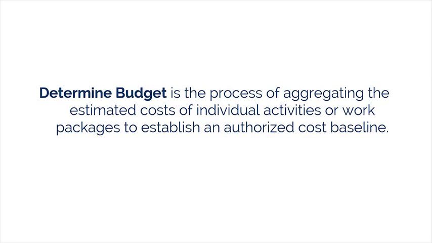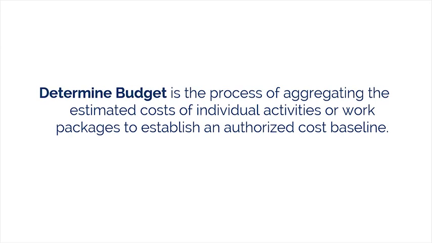The third process is determine budget. It is the process of aggregating the estimated costs of individual activities or work packages to establish an authorized cost baseline. We have just completed calculating the activity cost estimates, so now we can add them all up or aggregate them into work packages and roll them up to higher WBS levels.